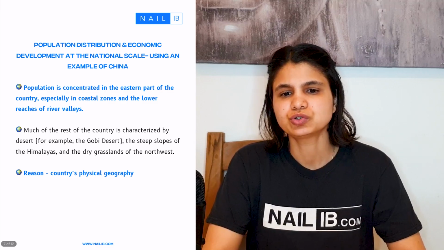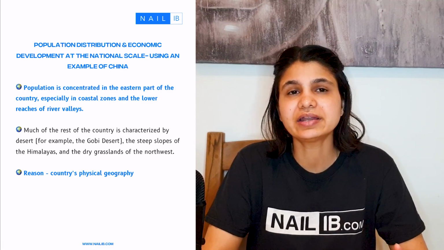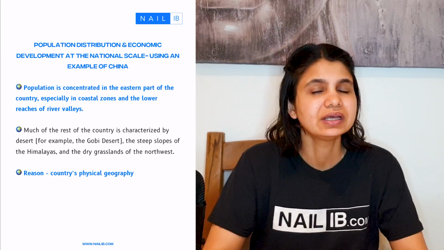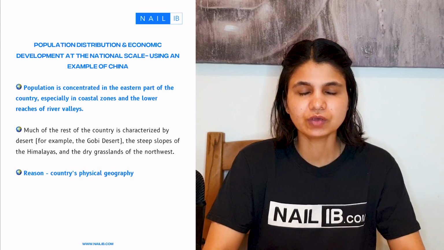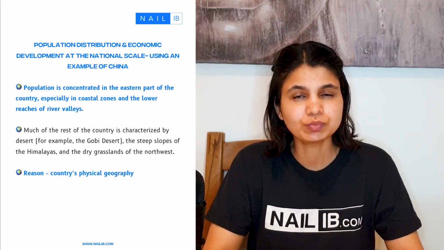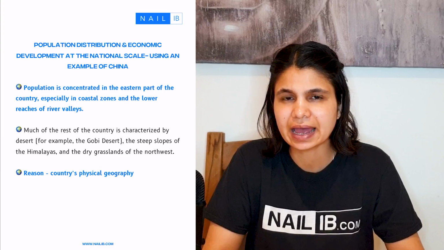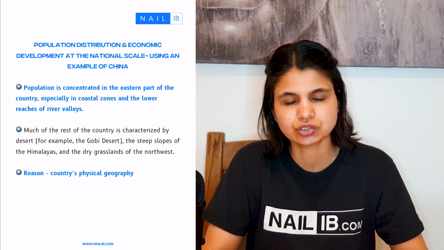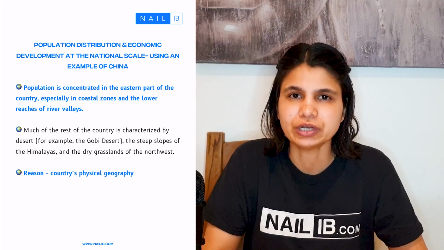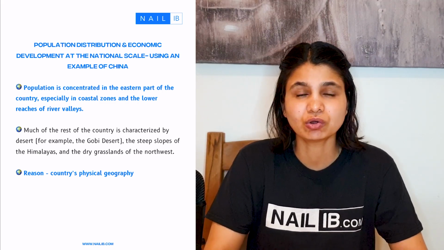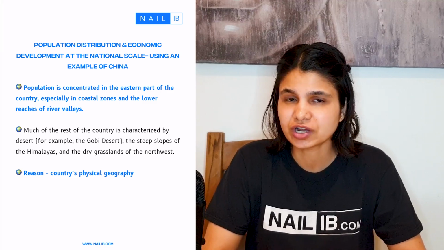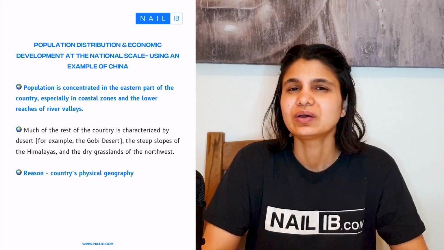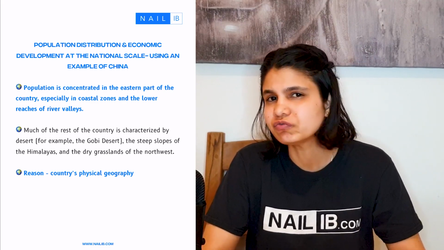Now, for population distribution and economic development at a national scale, we are going to use an example of China to understand how population plays a role in development. So if you look at China, it's a big country, but you'd be surprised to see that not all of it is as densely populated as we know China is. The eastern part of China, which is close to the ocean, has more population and is densely populated. On the other hand, the western part of China, which is more inland, has a difficult topography, has scarcity of water, and is sparsely populated for these obvious reasons.